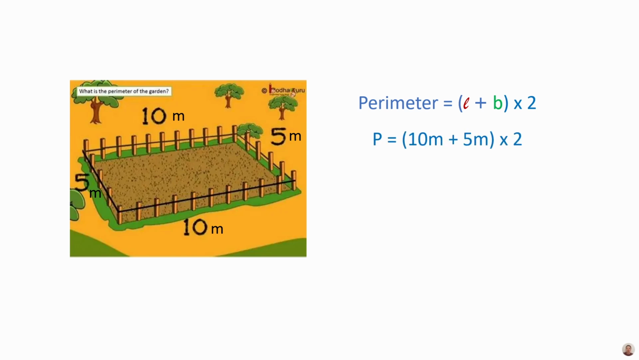So here we write our formula. P is equal to 10 meters plus 5 meters in brackets because that's what we're adding. We're adding only one length and one breadth times 2. That is 15 meters times 2. And that will be perimeter is equal to 30 meters. And that is just a good, easy, simple calculation.